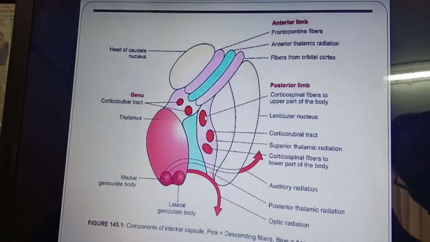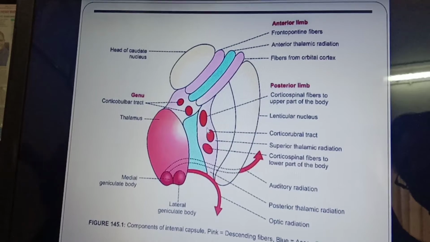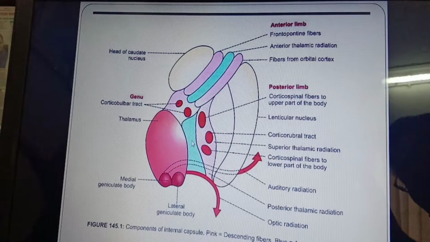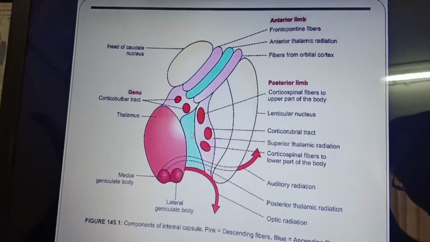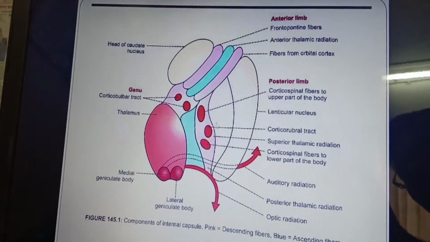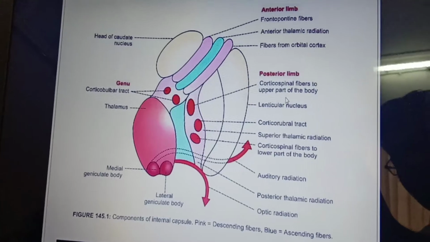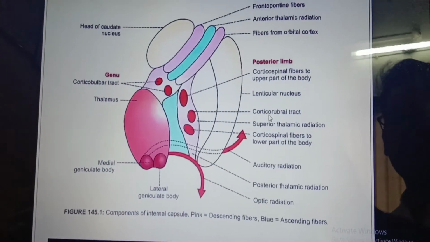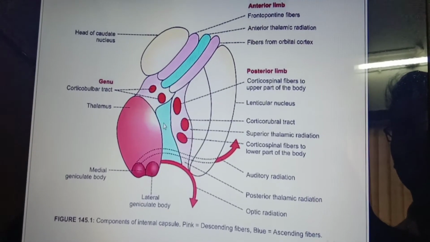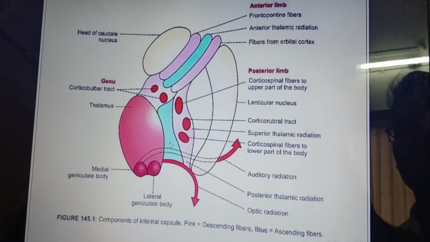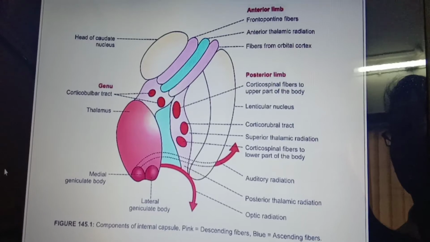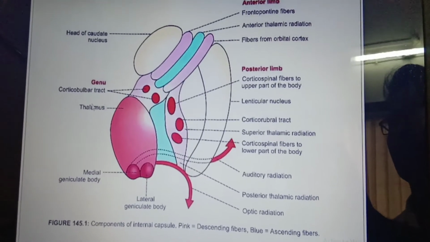Ascending fibers are sensory, which is shown in this diagram by pink color, and motor fibers are descending, which is shown in this diagram with blue color. So the posterior limb mainly consists of sensory tracts such as corticospinal fibers or corticospinal tract, corticorubral tract, and the motor fibers. These descending tracts consist of all motor fibers, that is upper motor neuron. And the genu consists of the corticobulbar tract.